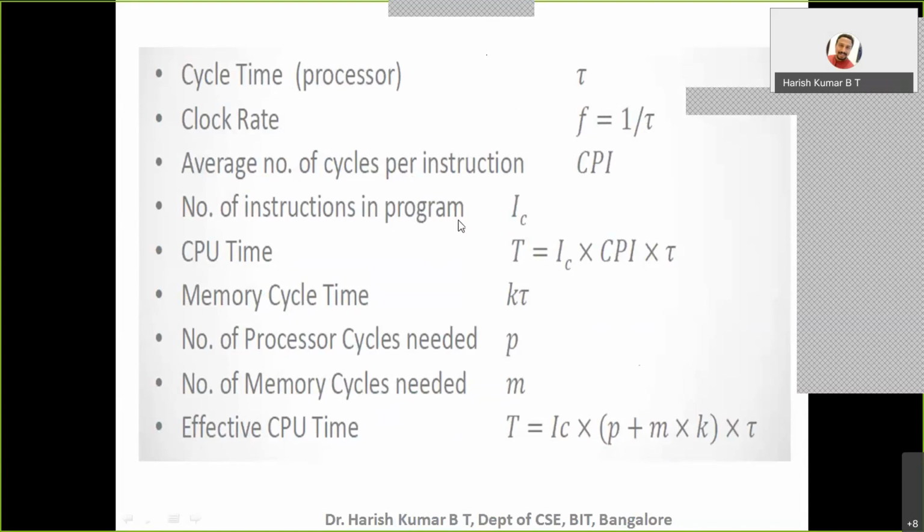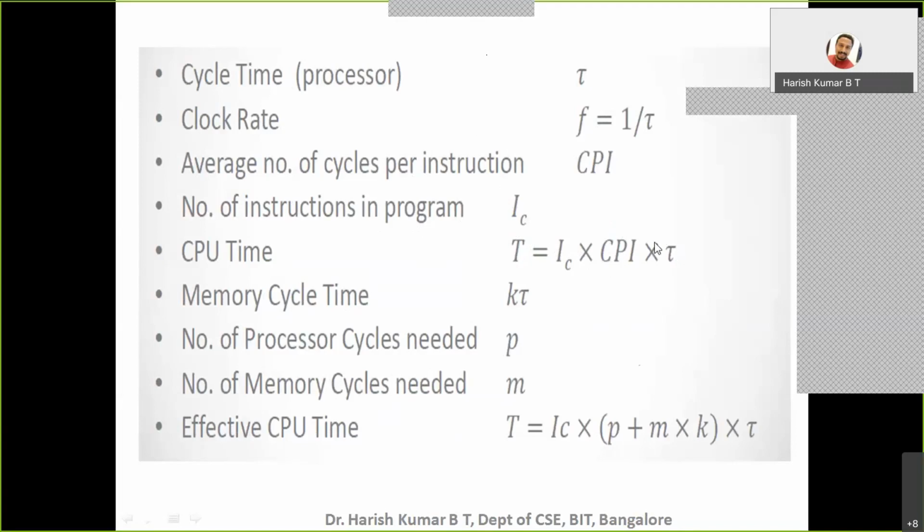The number of instructions in the program, let us denote it by IC. IC is the total number of instructions in the program. Now, the total time required to complete the execution of a program with IC number of instructions can be given by this equation: T is equal to IC into CPI into tau. What is T? IC is the total number of instructions in your program. What is CPI? The average number of clock cycles required to execute one instruction. And what is tau? One cycle time.